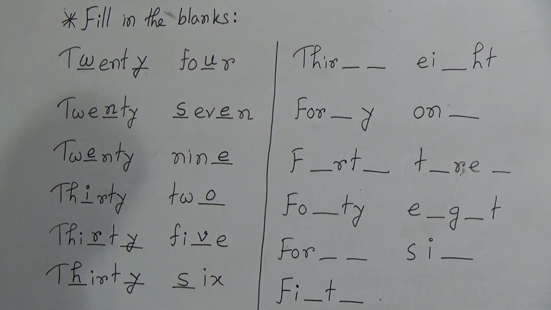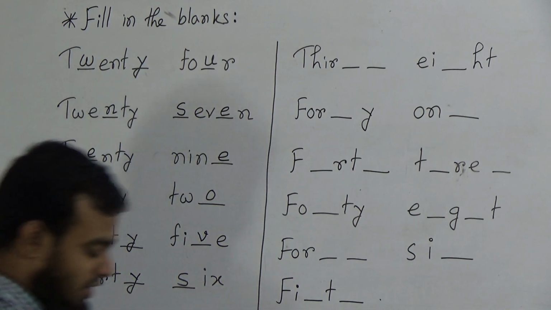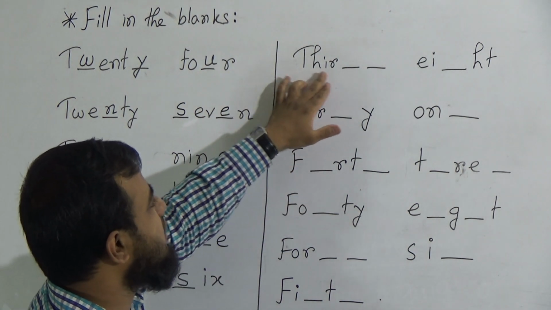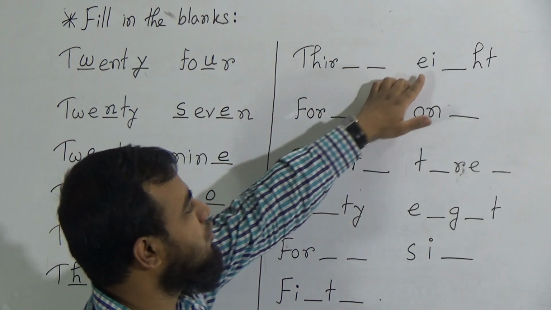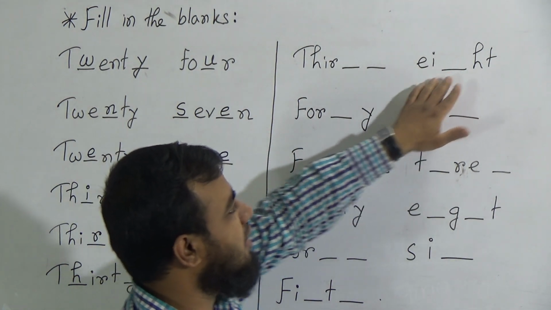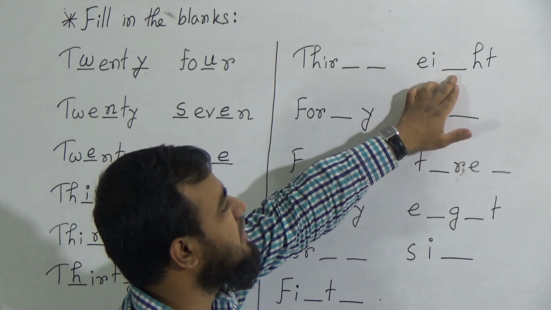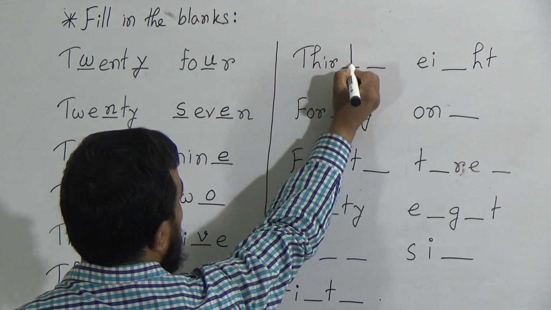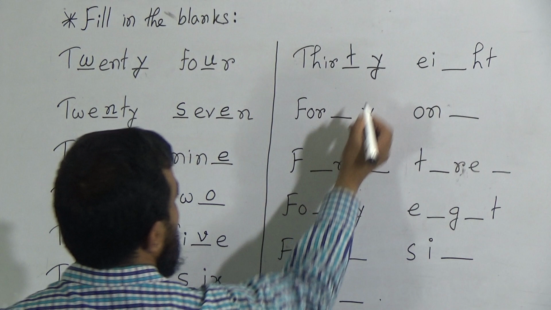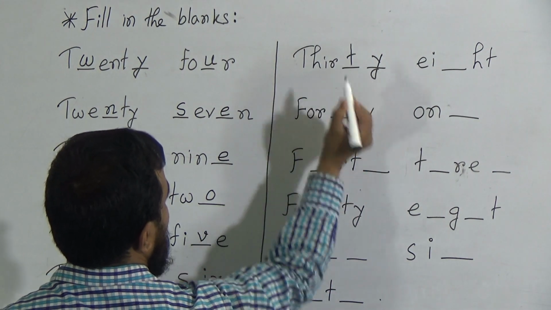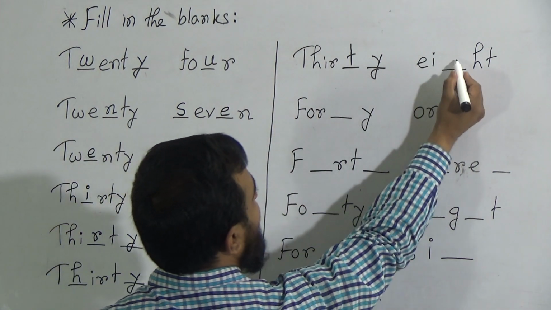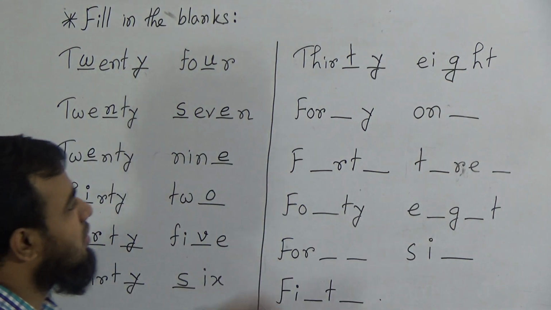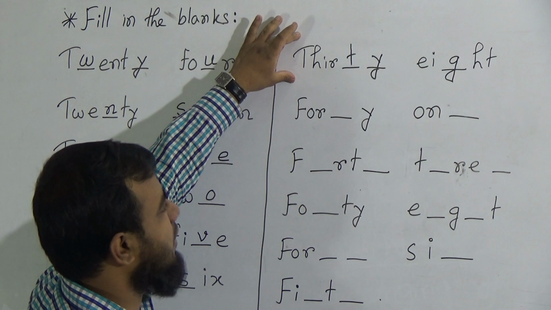Now we will fill up the right side 6 blanks. Okay, now look at this blank. It should be 30, THIRTY 30, and then EI blank HT. That means it will be 8, EIGHT 8. So fill up these blanks: THIRTY 30, T and Y together, then 8, EIG would be here, GHT 8. It will be 38. This word should be 38, dear students.